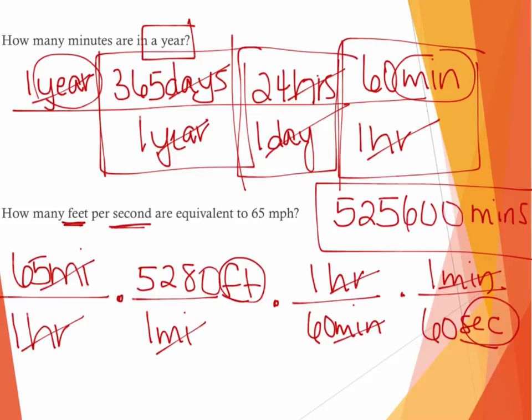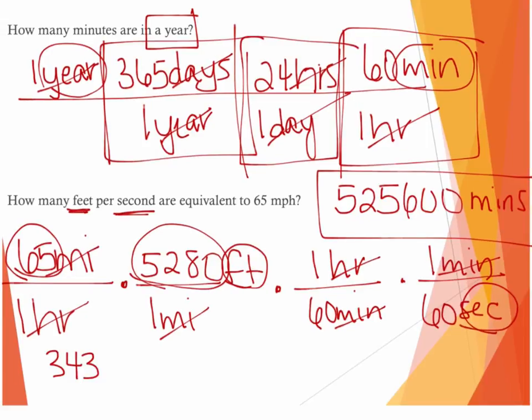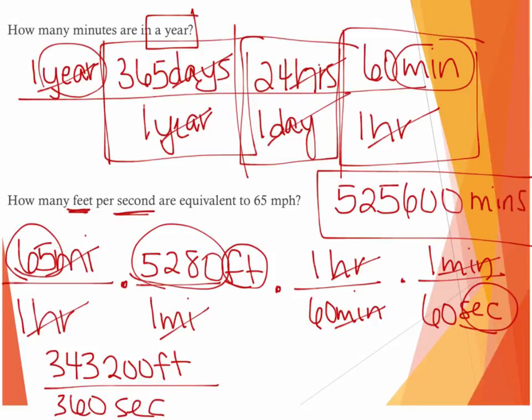So I have 65 times 5280, which is 343,200 feet, over 60 times 60, which is 3,600 seconds. And I'm just going to round that off. It's about 953.3 feet per second.